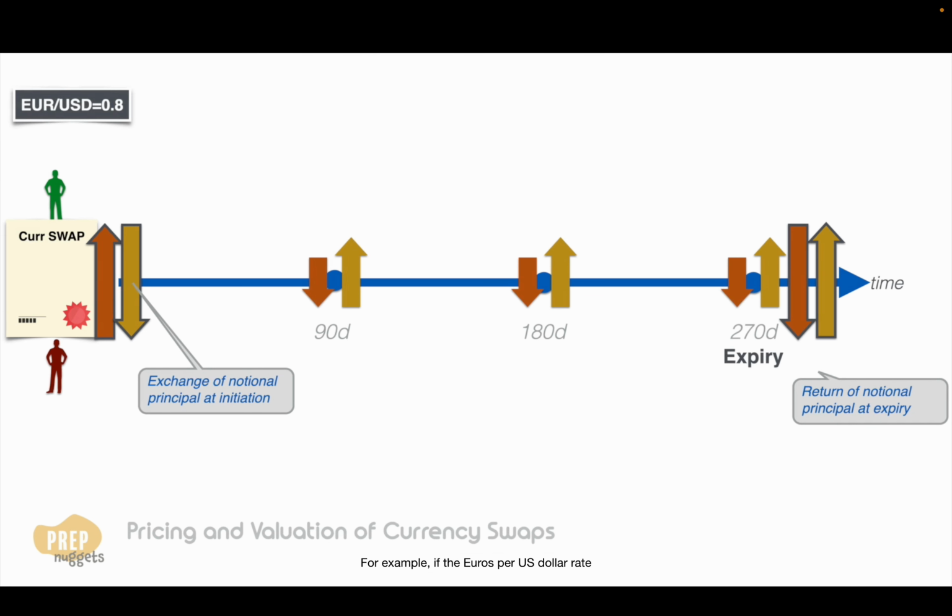For example, if the euros per US dollar rate is 0.8 at initiation, the swap can be an exchange of 10 million US dollars for 8 million euros. These amounts are exchanged at initiation and exchanged back at expiration of the swap.